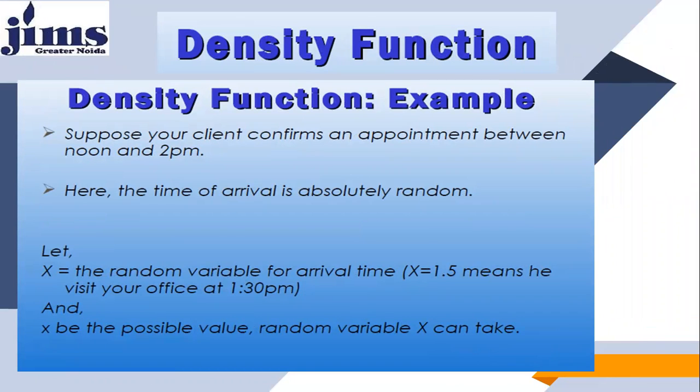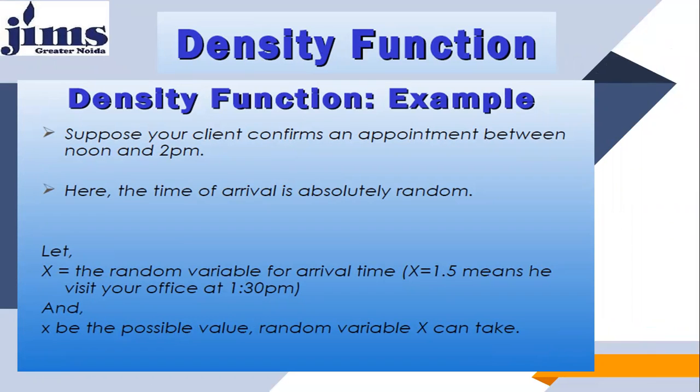Density function example. Okay, we just start with some example to understand this probability density function. Suppose your client confirms an appointment between noon and 2 p.m., means 12 to 2 p.m. Someone wants to meet you between 12 to 2 p.m. Then here the time of arrival is absolutely random. Means the person can meet you between 12 to 2 p.m.